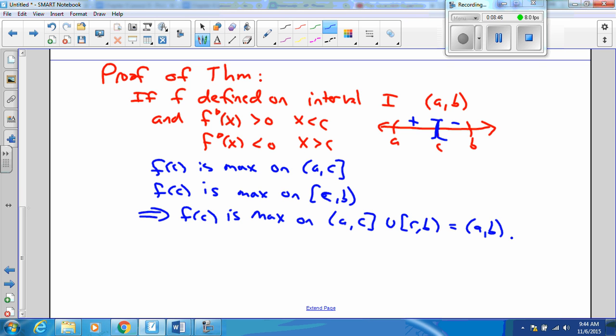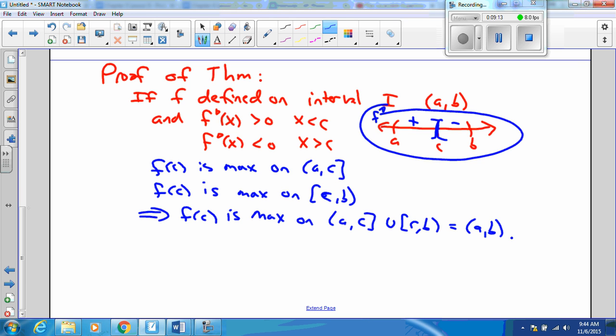The value of this proof is not found really in the details, because the details are just bookkeeping. The value of the proof is found right here in the picture. If this is my f prime number line, it is pretty self-evident that if my function is increasing and then decreasing, then f of c has to be max. And all of this stuff is just trying to get there.